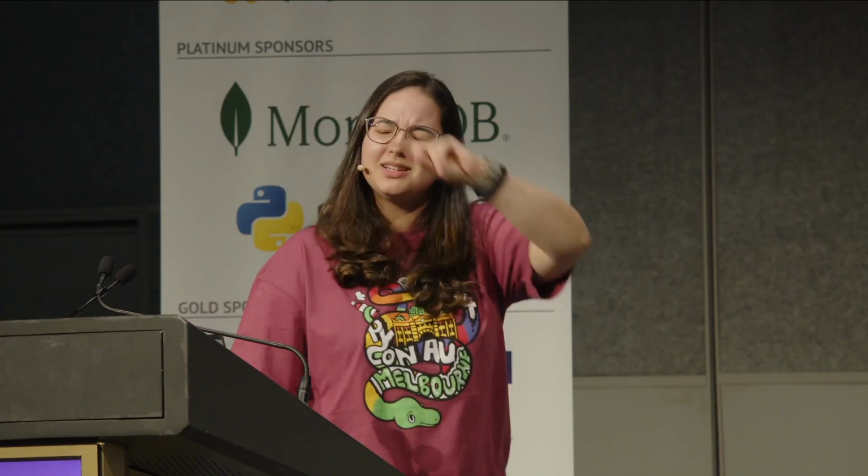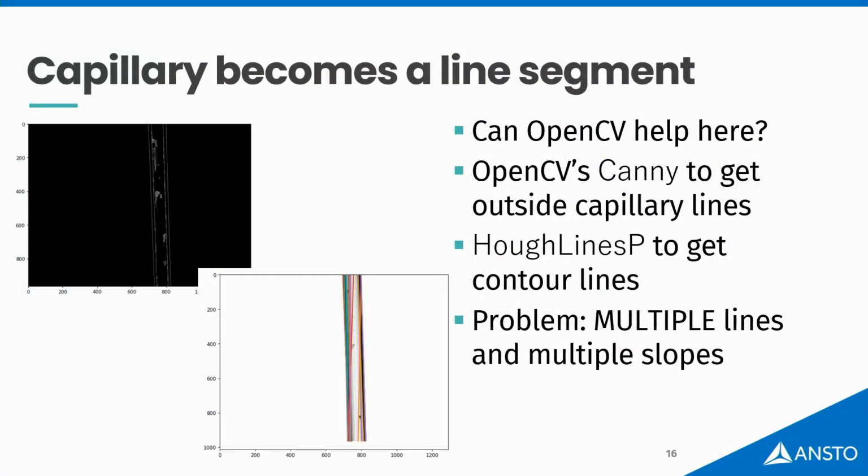And I thought, OpenCV again. It's going to help me. It's going to be quick. I'm going to do this in no time. But I was wrong. So my idea was to just get the edges of the capillary using Canny from OpenCV, and then use Hough lines to get the slope of these. And then if I got the average of all these slopes, I would get a nice line at the middle of the capillary. But I didn't.